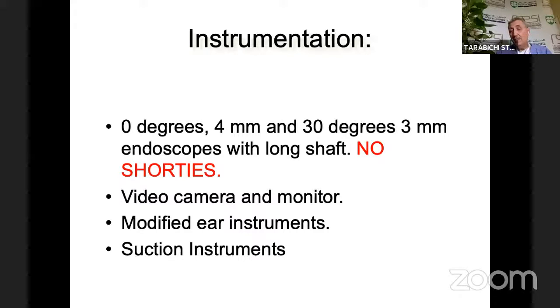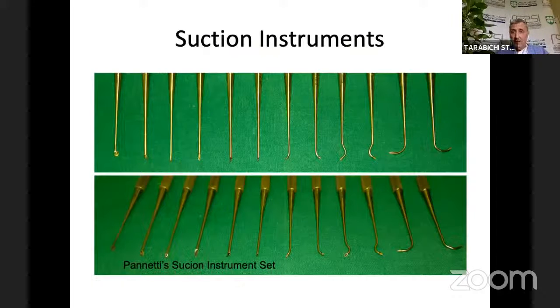And nowadays, I look back and wonder how I did it before without an angled endoscope or without suction instruments. So this is the one that I love. This is a Panetti suction instrument set, and this is the one instrument that you really, really want to get. I'll show you some videos later of this in action. It really is a tremendous instrument, and it really adds to your ability to carry out the surgery in a very delicate way.